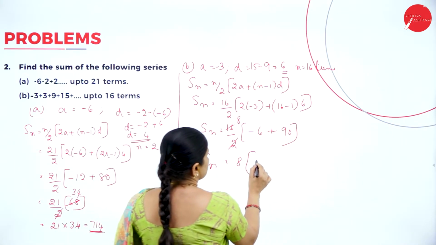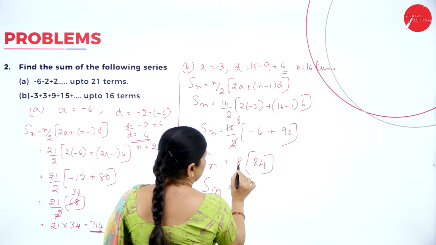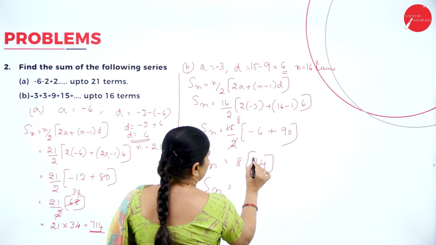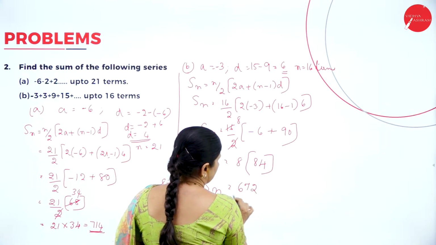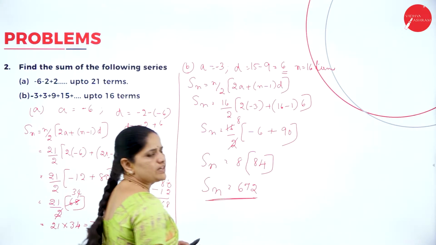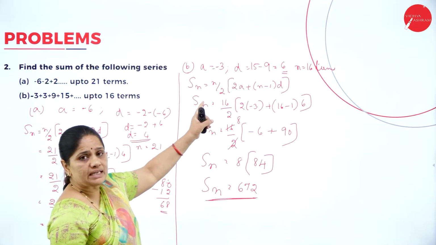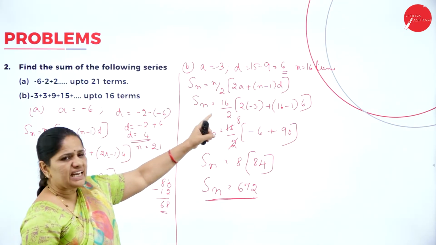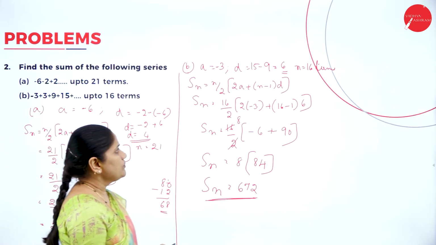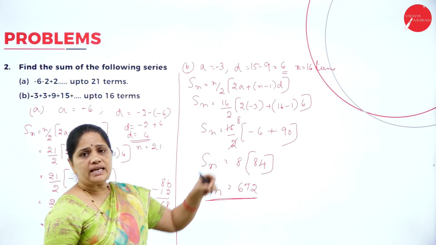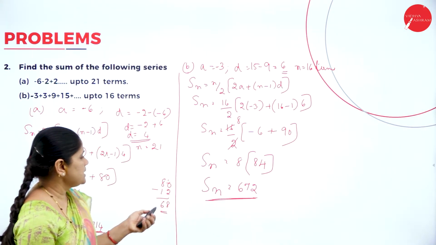So, 90 minus 6 is 84. So, Sn will be 8 into 84, which is 672. So, 672 is the answer. So, when A equals minus 3, D can be any number, so you can take any two consecutive numbers. 15 minus 9 is 6, and n equals 16 terms. So Sn we get as 672.